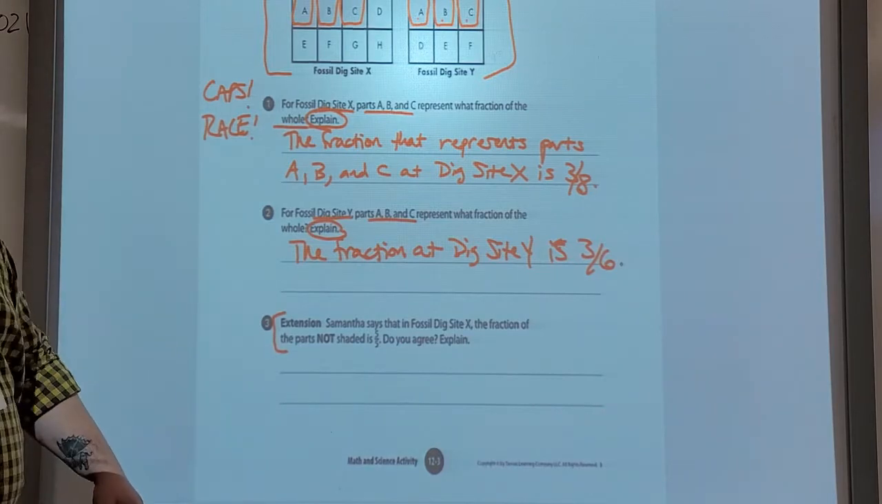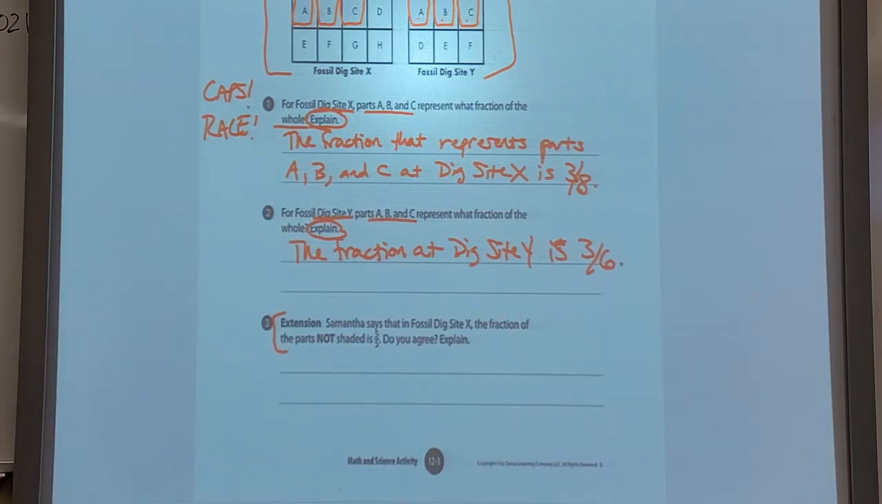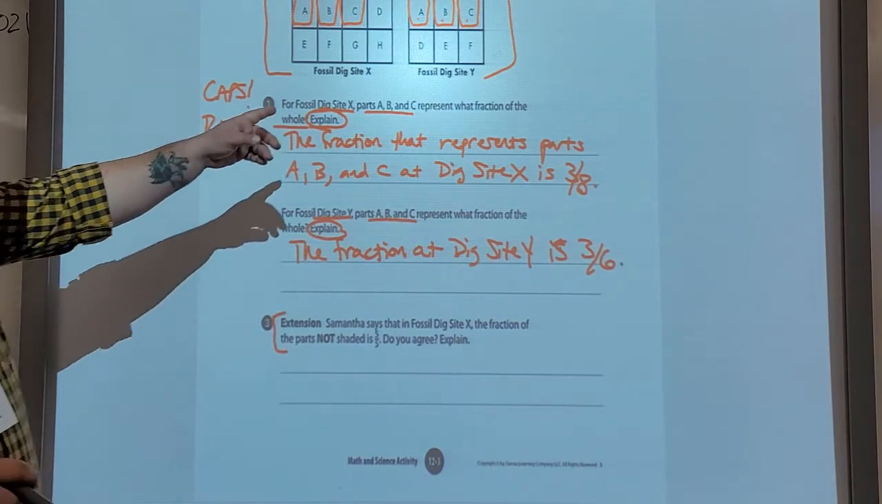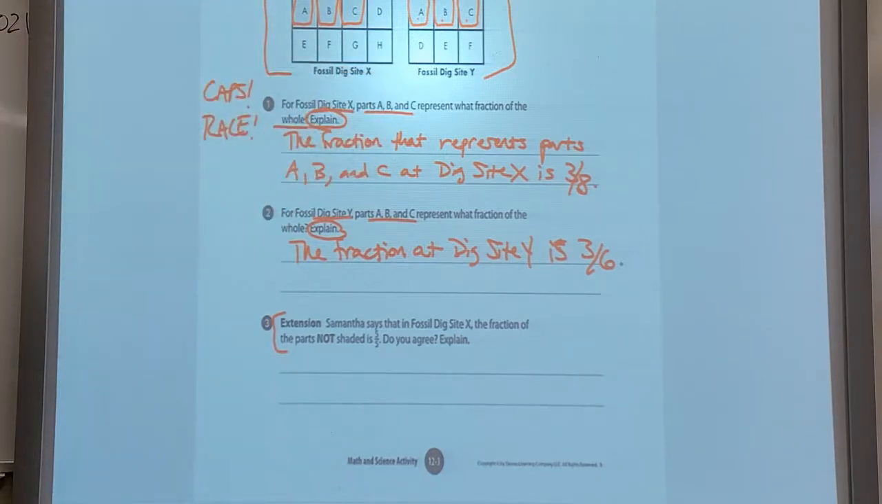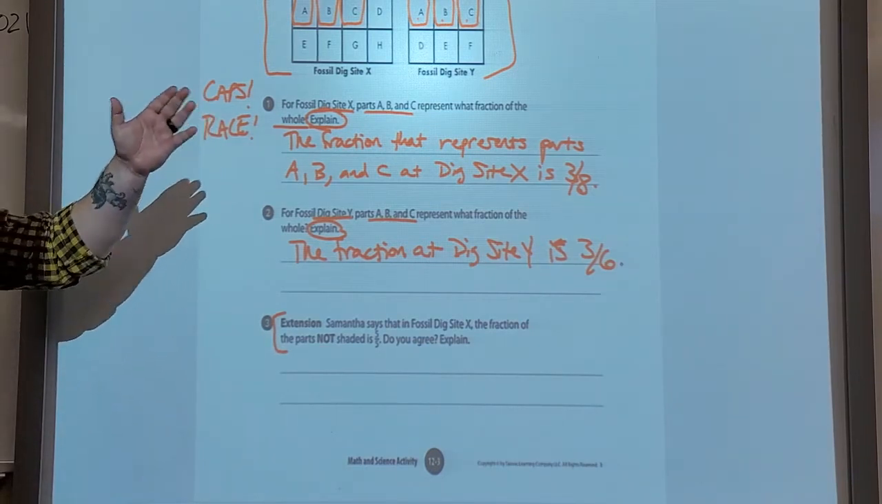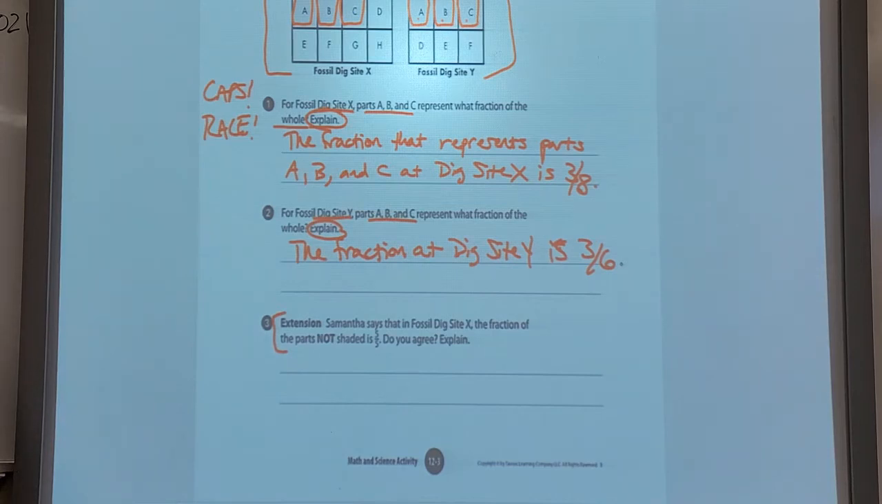Sellers. There's 3 shaded. He's correct. It's because there are 6 parts of the whole and only 3 of them are shaded. So don't get stuck on that one. It's the exact same thing. Do you guys see that? Dig site Y has the same numerator, the 3 on the top, right? 3 parts are shaded, but a different denominator because there were 6 parts in the grid, whereas in dig site X, there were 8 parts in the grid, right?